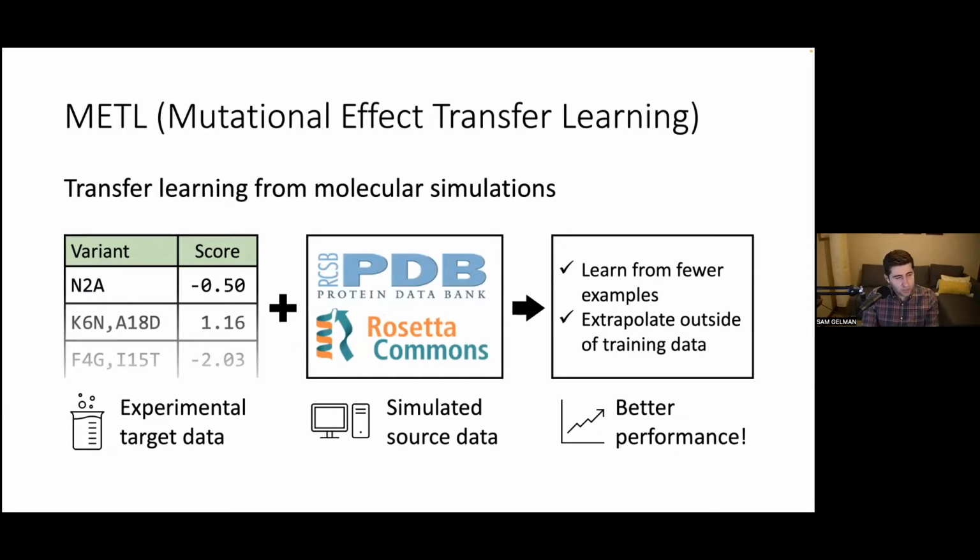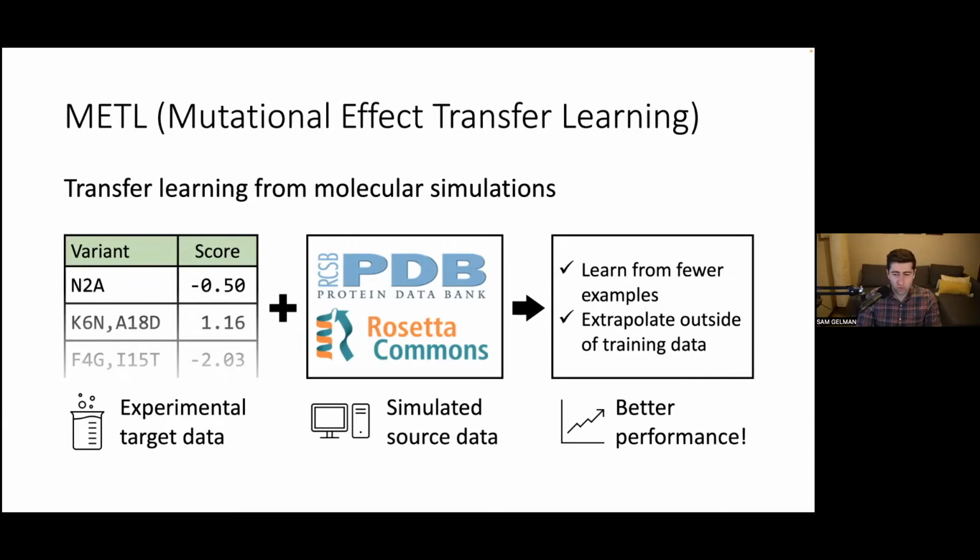Then with transfer learning, we can leverage the knowledge from the simulations and apply it to the experimental data. And then that should enable our models to learn from fewer examples and to better extrapolate outside of the experimental training data. So that's our approach, and our simulated data is coming from Rosetta.